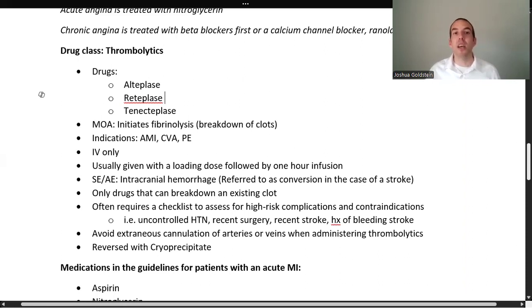When a patient's on this medication, you shouldn't be sticking them for IV or doing any other invasive procedures while they're on it, because they're going to be at higher risk for bleeding. And if they develop uncontrolled bleeding from this, you should treat that with cryoprecipitate.